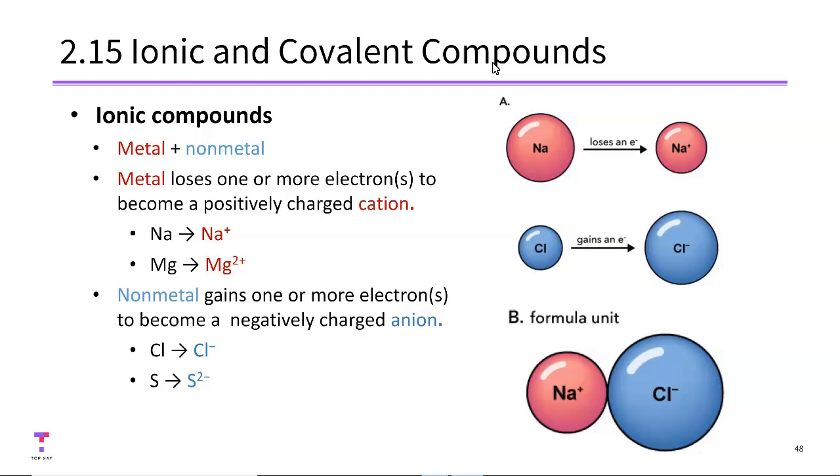Ionic compounds: metal and non-metal. If I've got metal and non-metal together in the same compound, I know it's going to be ionic.